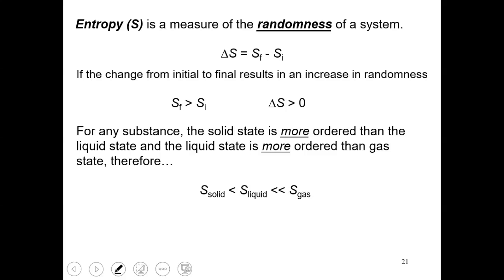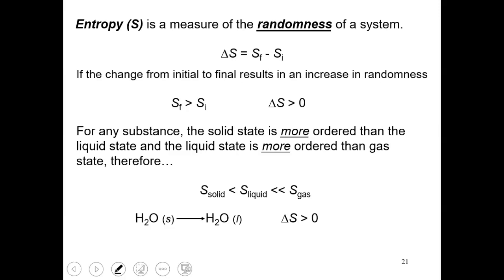An example of that would be the melting of ice. Remember, we said this is a process that is endothermic. It has a positive delta H, but it turns out that it also has a positive delta S because we are going from solid to liquid. The final entropy is greater than the initial one.